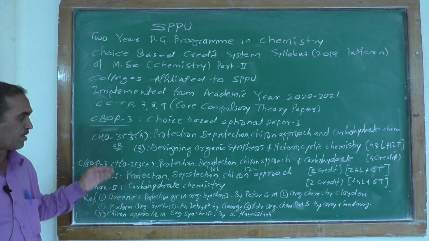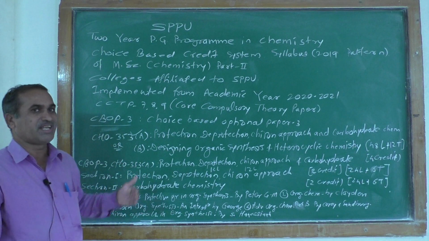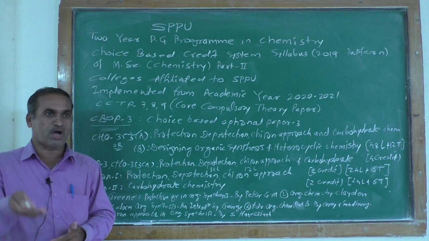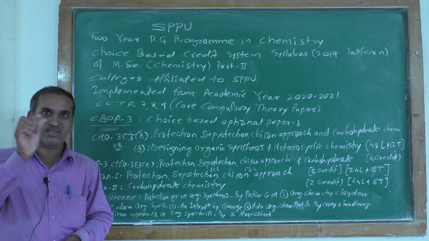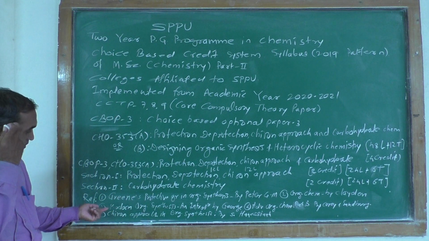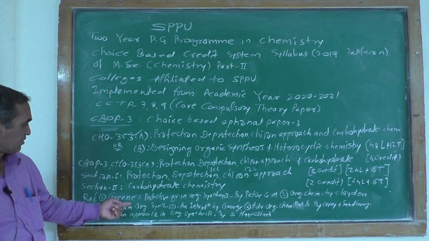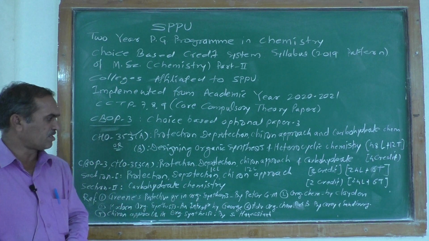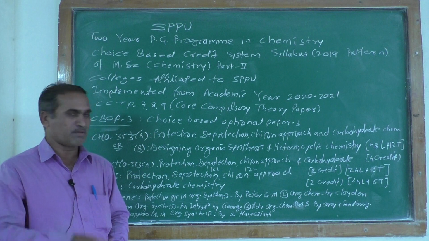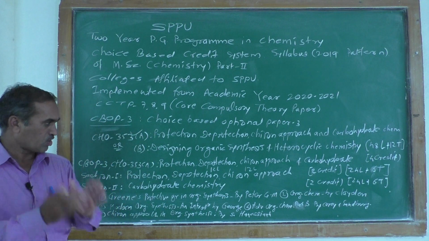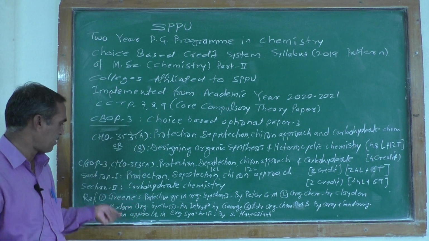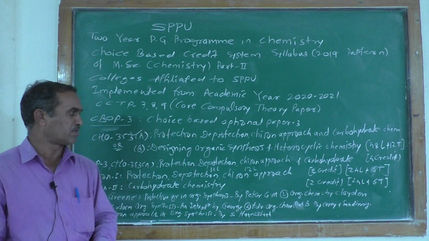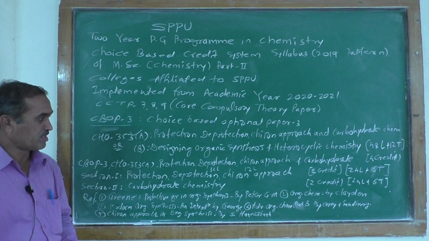Now there are some references for studying these courses, which are the books you have to refer to. References are given here. Number 1, Greene's Protective Groups in Organic Synthesis. This book is written by Peter G.M. Wuts and some other authors, but just remember that I have given a few references that are important as far as this topic is concerned.